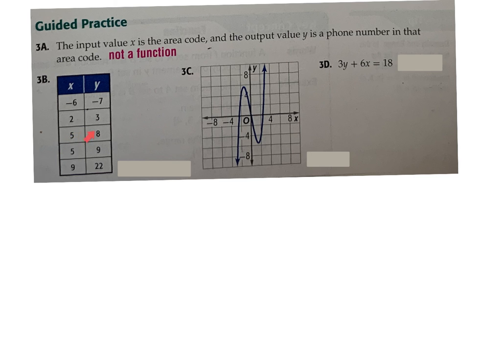No. 5 yields 8 and 5 yields 9. This is not a function. All right, let's look at C. Is this a function? Yes, this passed the vertical line test. And what about D? If we get y by itself, is this a function? Yes, it's just an actual linear function here, right? That is a function, all right?